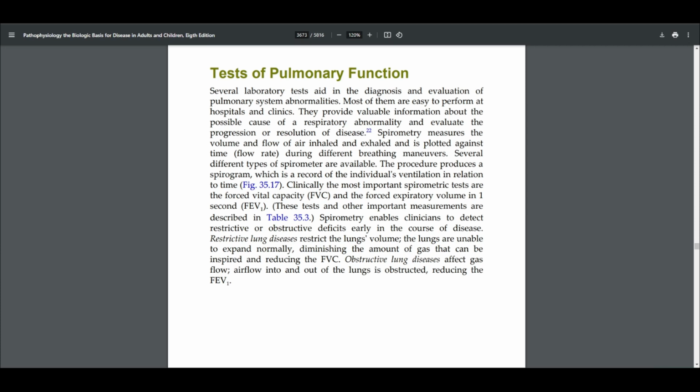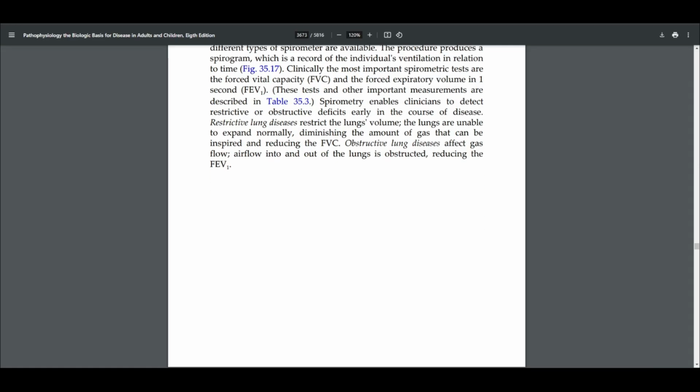Spirometry enables clinicians to detect restrictive or obstructive deficits early in the course of disease. Restrictive lung disease restricts the lung's volume. The lungs are unable to expand normally, diminishing the amount of gas that can be inspired, and reduces the FVC. Obstructive lung disease affects the airflow. Airflow into and out of the lungs is obstructed, reducing FEV1.